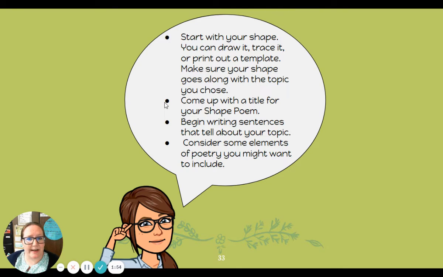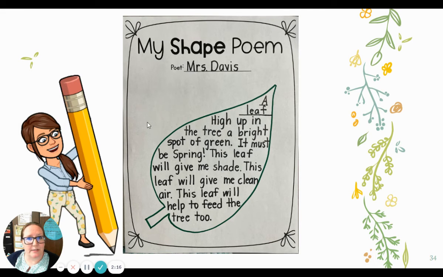Next, come up with a title for your shape poem. It can be something that goes along with your topic. I chose a leaf. Then begin writing sentences that tell about your topic. We would like you to use complete sentences for this poem. Consider some elements of poetry you might want to include. We've talked about several elements of poetry. You might want to include one in your poem.